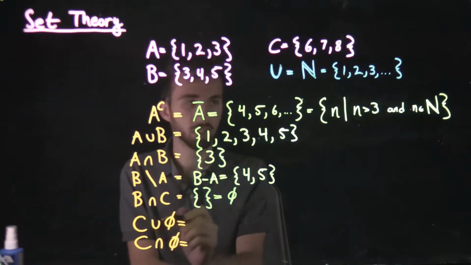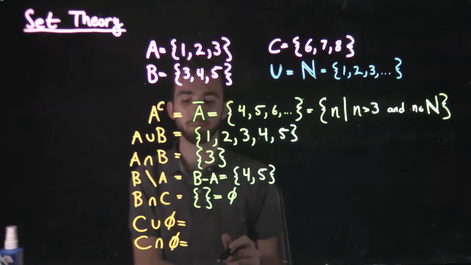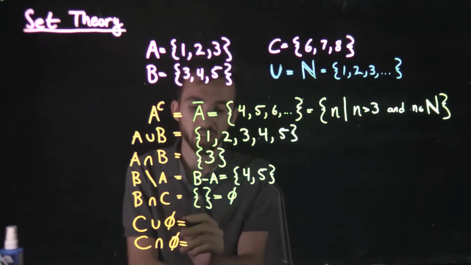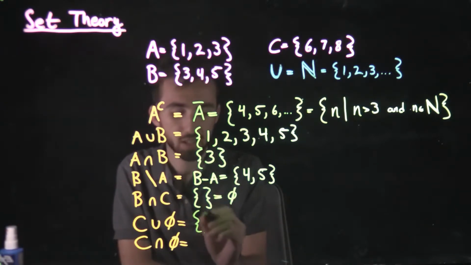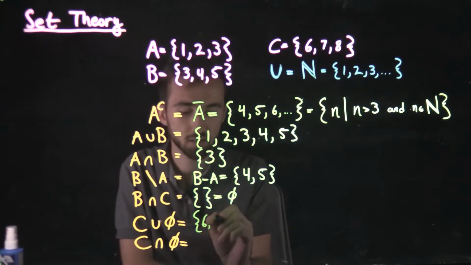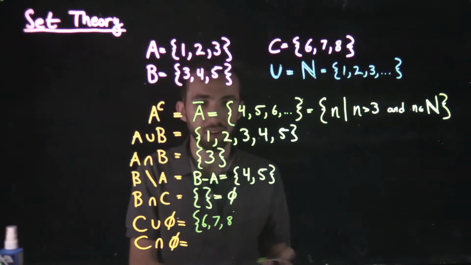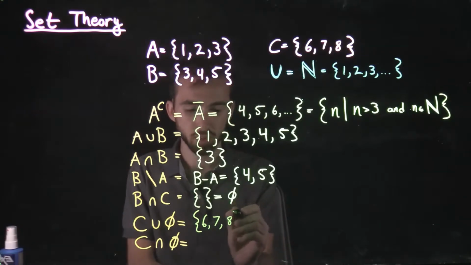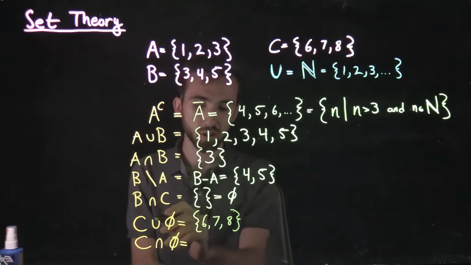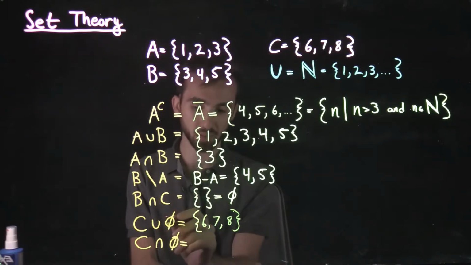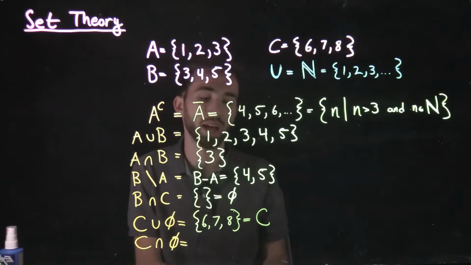Now that we remember what the empty set is, let's do some stuff with the empty set. What is C in union with the empty set? Well, it's everything from C, so that's 6, 7, 8. And now we add in everything from the empty set, but there is nothing inside of the empty set, so we don't add anything else. So notice how C in union with the empty set is actually just C. We just get it back.